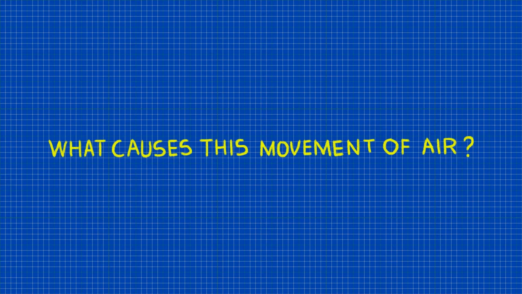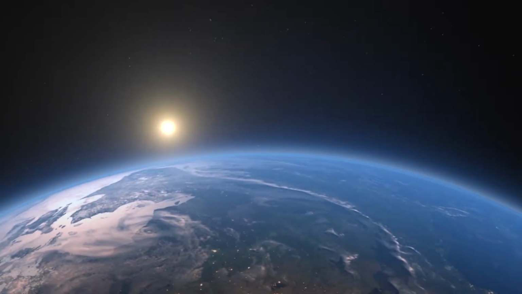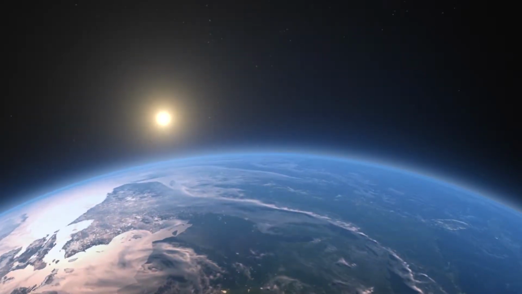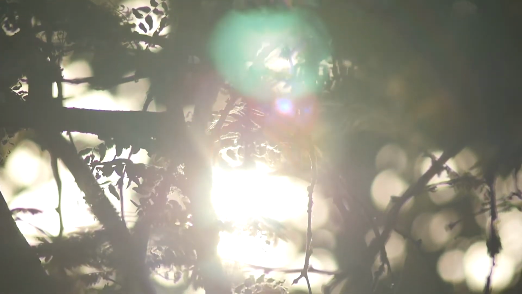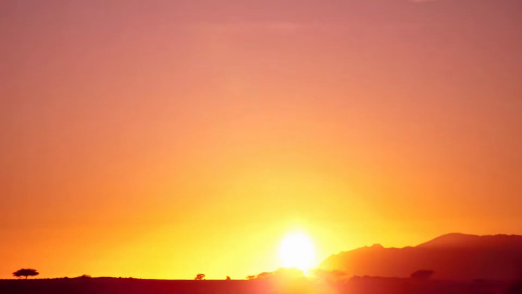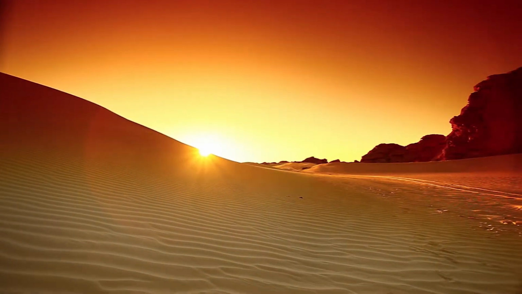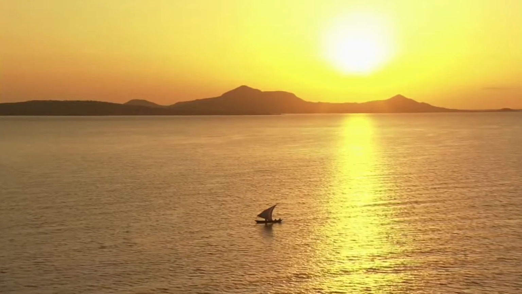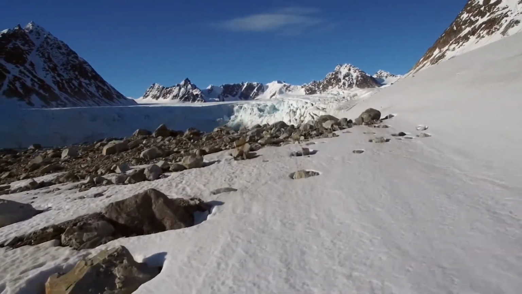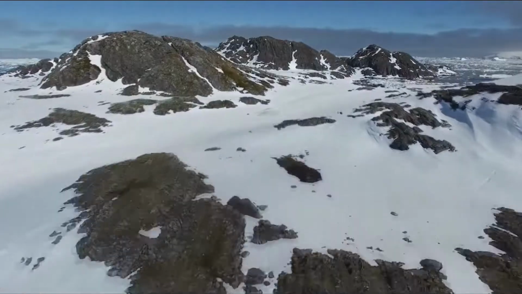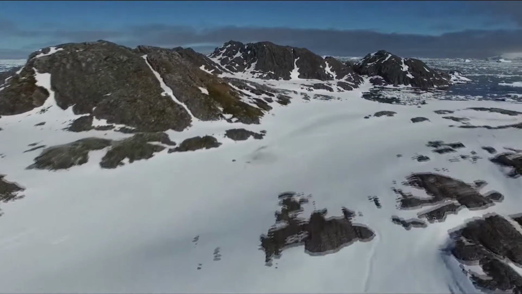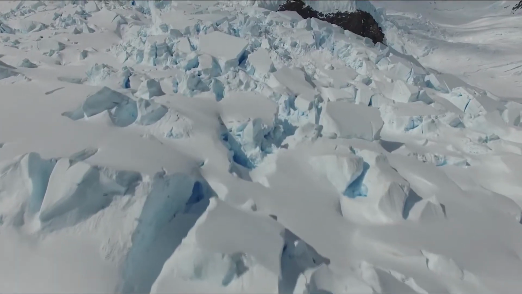But what causes this movement of air? Ultimately, energy from the sun drives the wind. The sun's energy heats the Earth unevenly. For example, the regions closest to the equator receive more direct solar radiation, making them warm. In contrast, near the poles, solar radiation hits the surface at an angle, distributing that energy over a larger area.